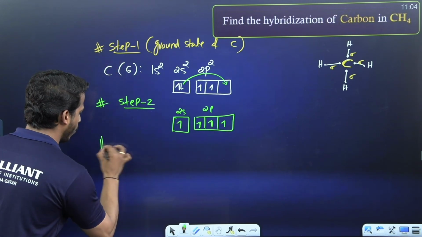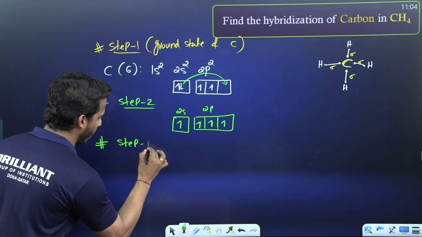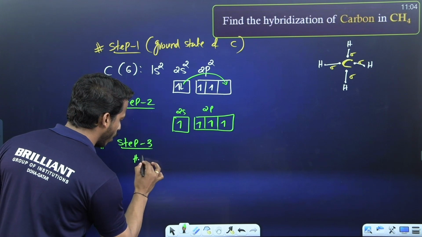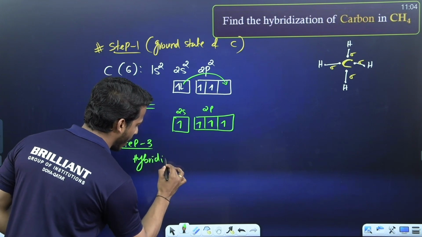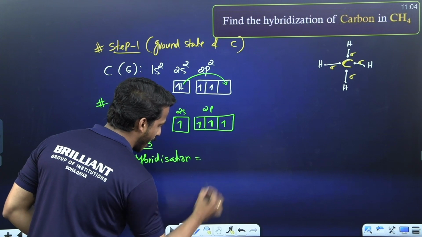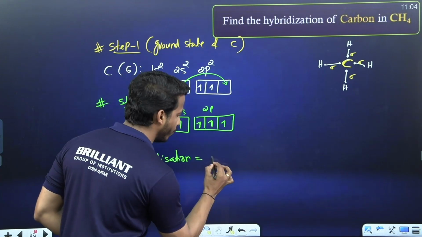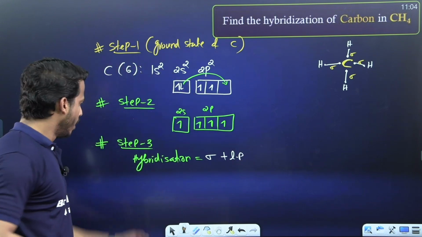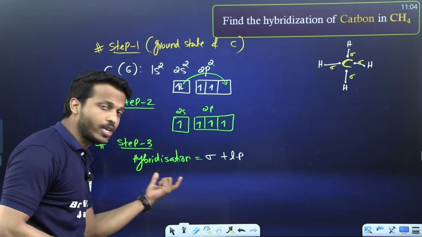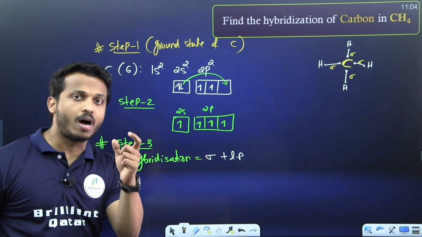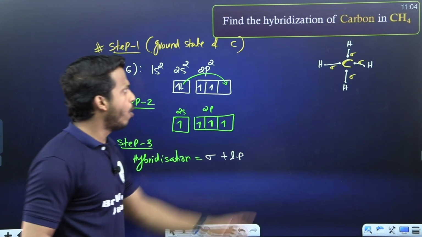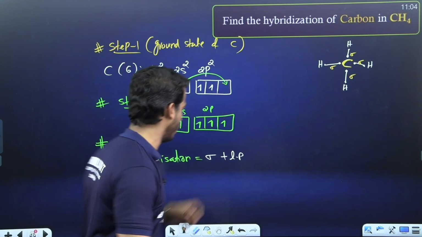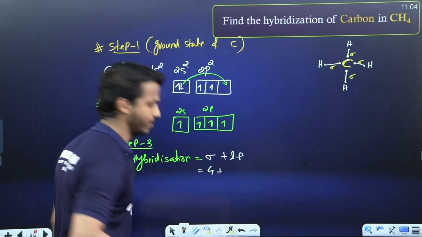Okay, dear all, let me go for the last step, step 3. Step 3 is the hybridization calculation method. Dear all, hybridization is calculated by the sum of sigma bonds and lone pairs on the central atom. On the atom which you consider, hybridization is calculated by the sum of sigma bonds and lone pairs on the atom. On this carbon, how many sigma bonds in total? 1, 2, 3, 4. Yes, okay, 4 sigma bonds.